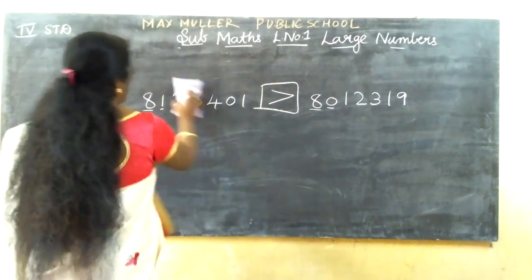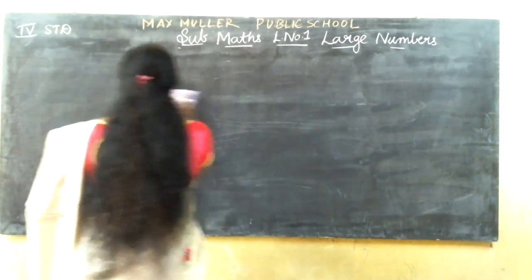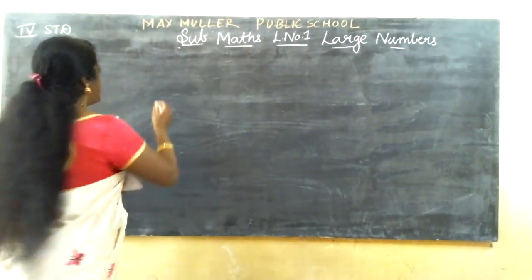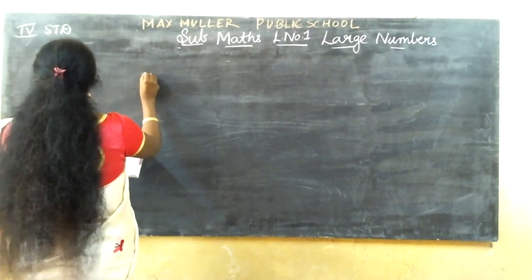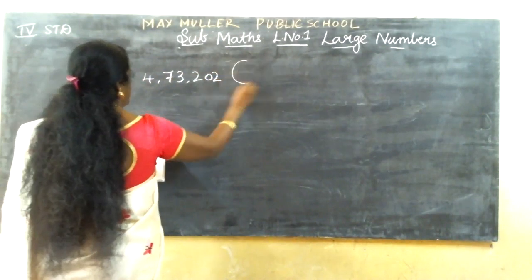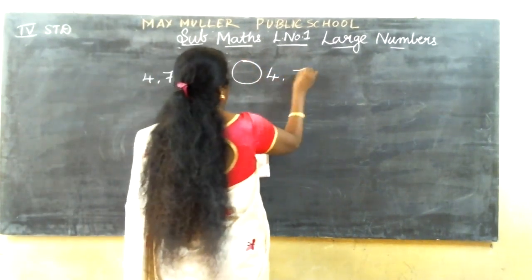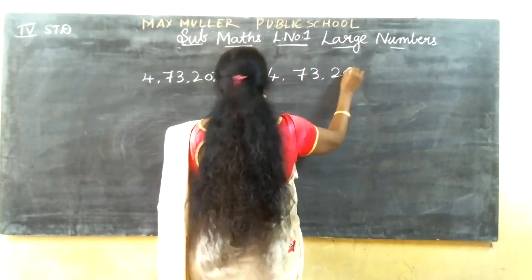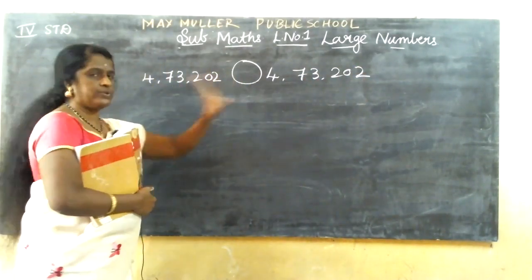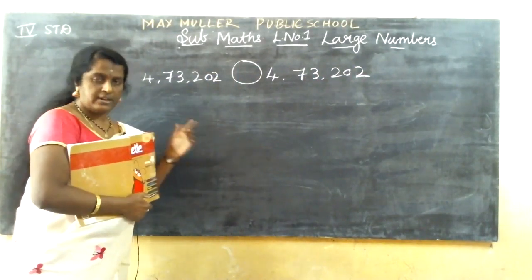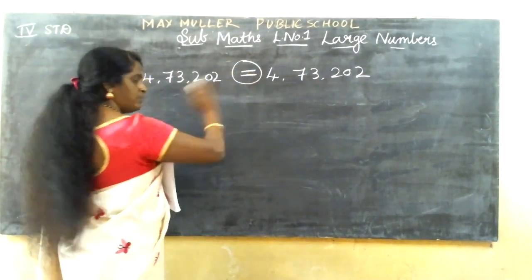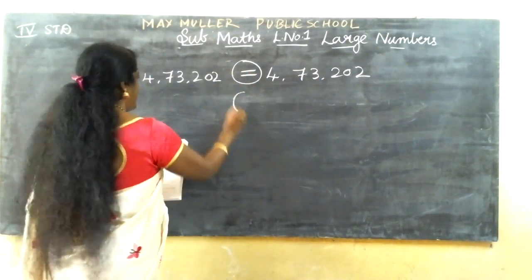So, exercise 5. Now the first one: 4,73,202 and 4,73,202. What should you do? Put greater or lesser? No, both are the same. Equal. Both are equal. So, the second one.